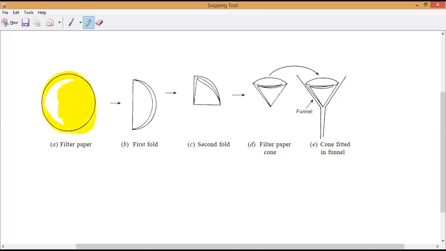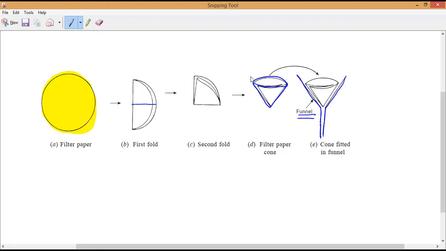Now, first of all, you have to fold it in half. Next, fold it in half again, and with the middle, we have to make it into a conical shape, in such a way. What is this Y-shaped one called? You all know. It is called a funnel.